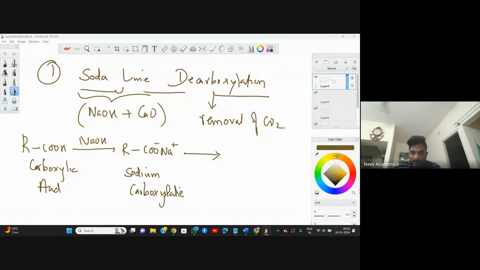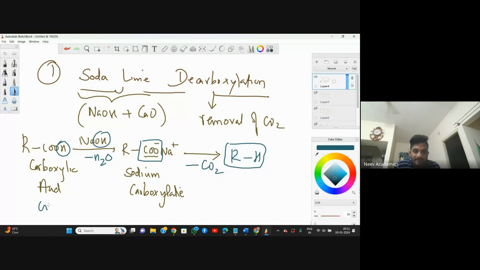I'm not going to explain the complete mechanism, but I'll give an idea. Whatever CO2 you are seeing over here will be removed, CO2, to produce R. And here you see R, soda lime decarboxylation, same as what you have learned. I'm explaining for only alkane. This H is the hydrogen and OH, so this actually formed the H2O part. So over here we are having RCOONa. From H2O we are going to get hydrogen, H plus, and R minus. So this is what our alkane produces.